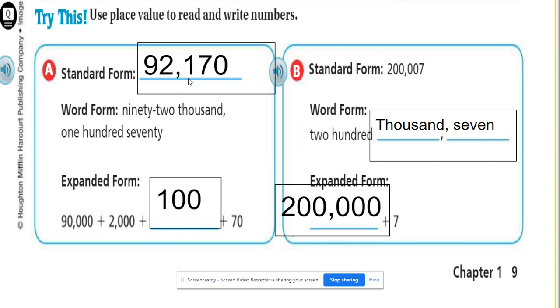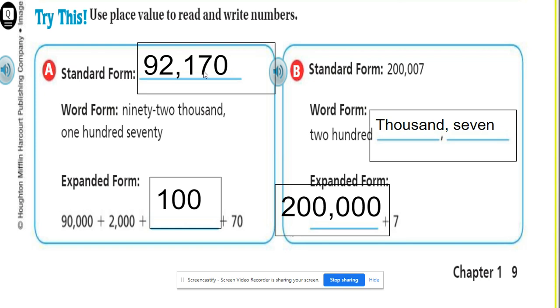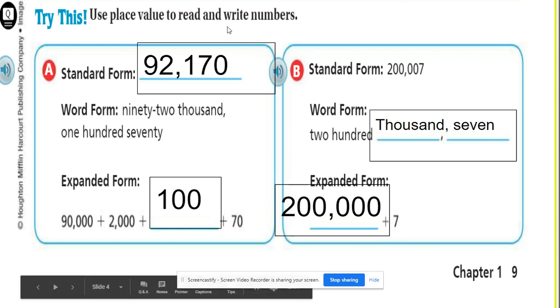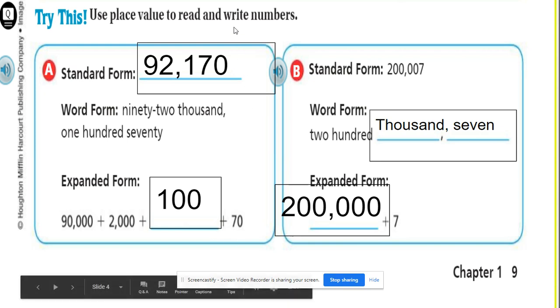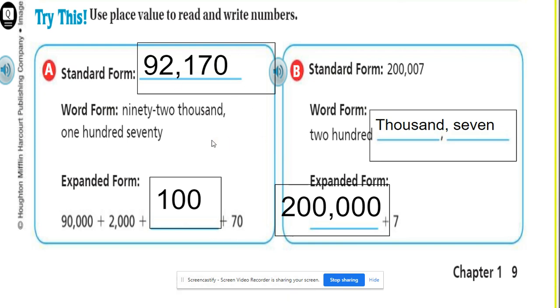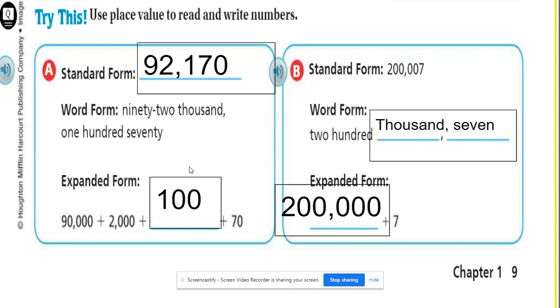The 1 is in the hundreds place. That was the missing number that we needed to fill in, so plus 100. And the 7 is in the tens place. Not the 10,000s, just the tens, because this is in the hundreds period. So 7 tens is equal to 70. Since we have 0 ones, we don't need to put plus 0. That is unnecessary. So these are just examples of the 3 ways of writing a number: standard form, word form, and expanded form. So that was page 9 if you weren't able to follow along with us in class.